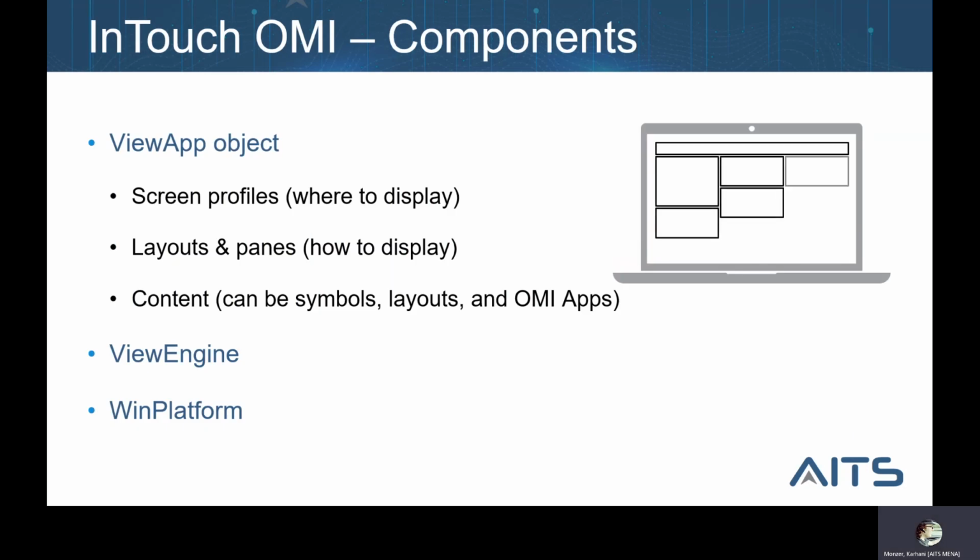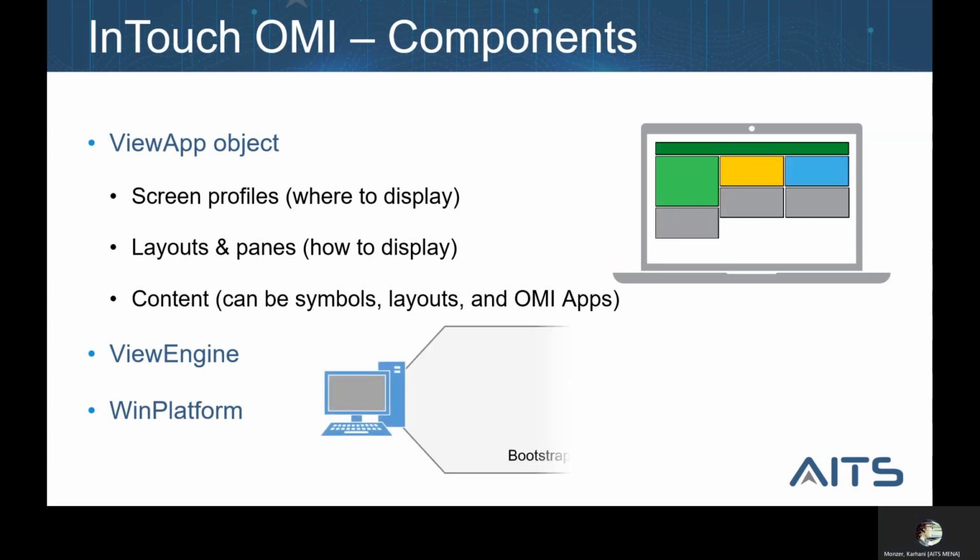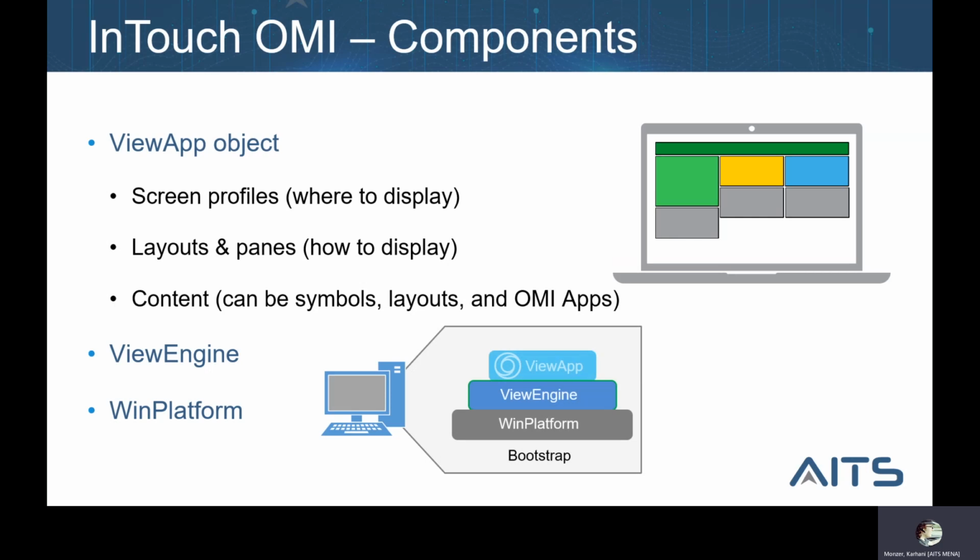Now, let's talk about the components of InTouch OMI. To create a view app, or OMI application, we first need to create a screen profile. That means the screens where to display, the layout and pans. The layout and pans look something like Windows in InTouch for System Platform, but in a simpler way. So layouts and pans are how to display those screens. And the components, the symbols, layouts, OMI, those are the components of the view app. Those all will be inside the view app.